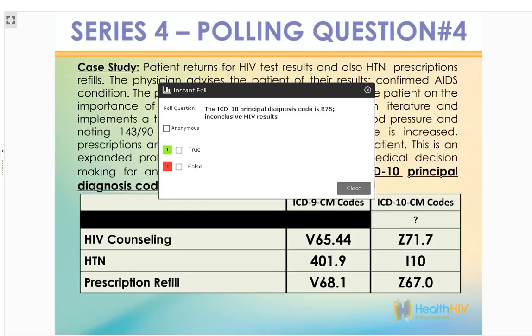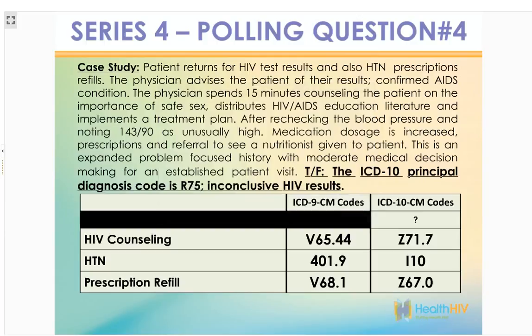Okay, looks like everyone is not sure of their code selection. So the question was, the principal diagnosis is inconclusive HIV test results. If you go back to the scenario, it said that the physician discussed with the patient that they have AIDS. So this one is false. The principal diagnosis for this patient who was recently diagnosed with AIDS is B20. Your secondary diagnosis is for counseling, Z71.7, which is here on the slide for you.